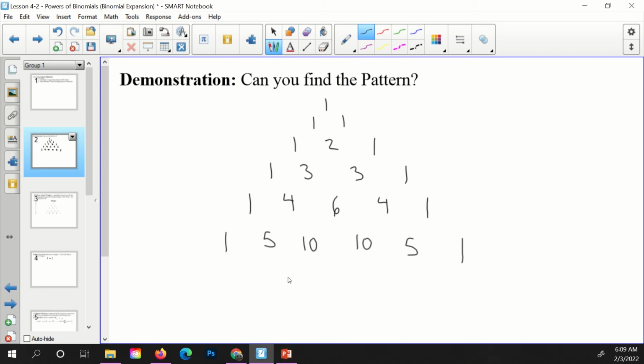Okay, and you're back. Let's see. Did you get the correct row? It is 1, 6, 15, 20, 15, 6, and then 1.